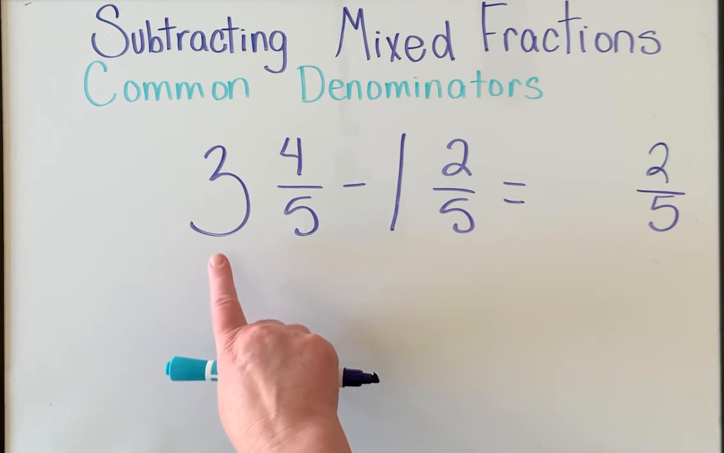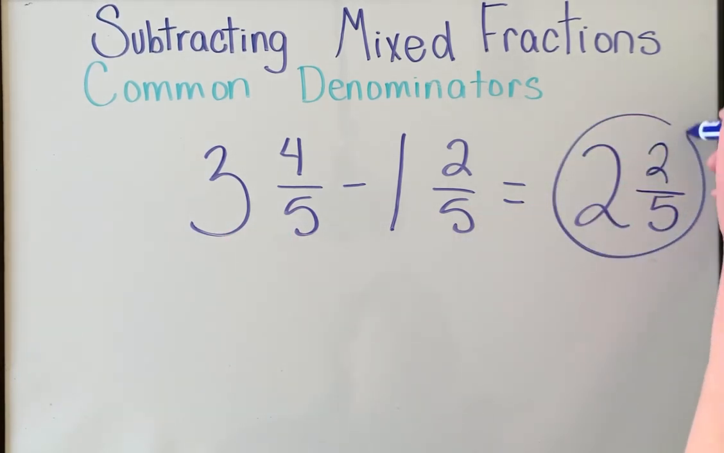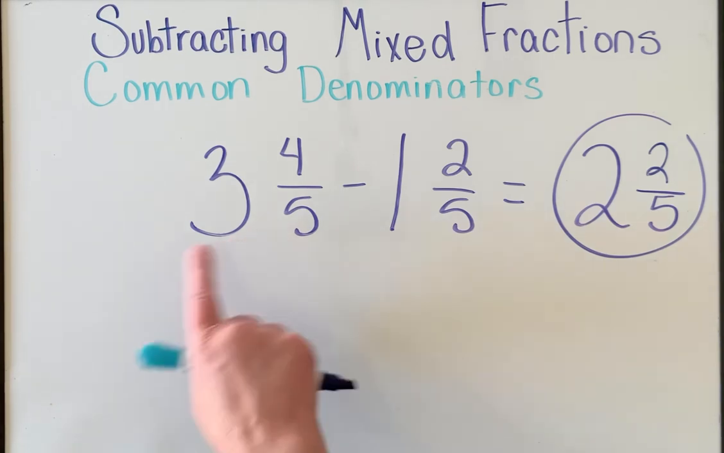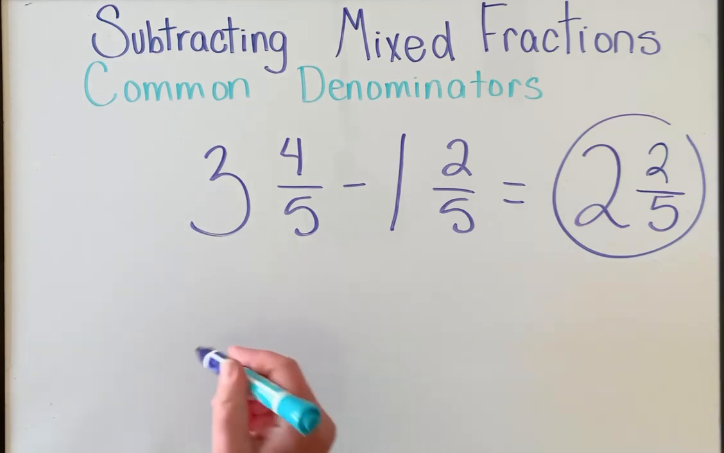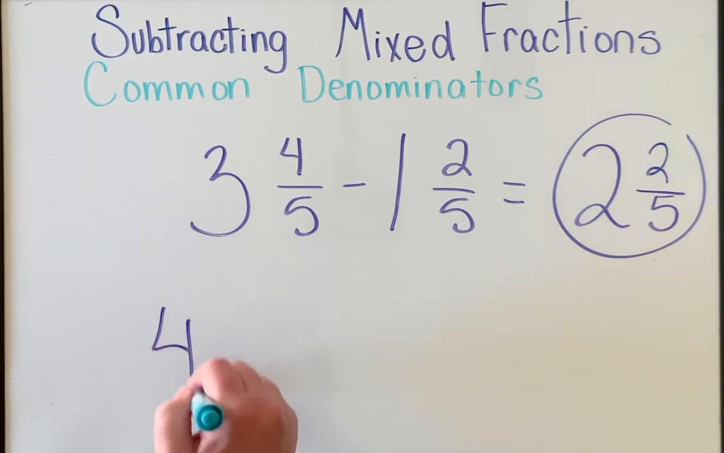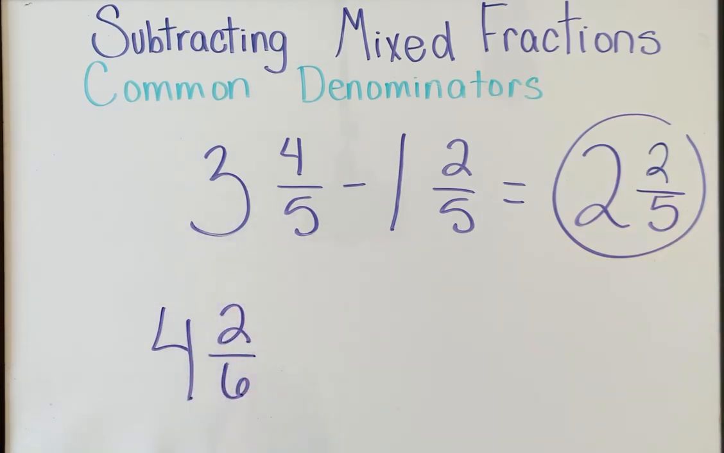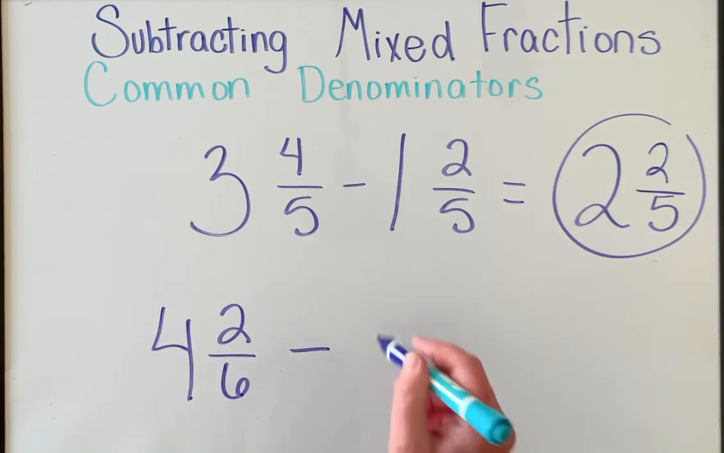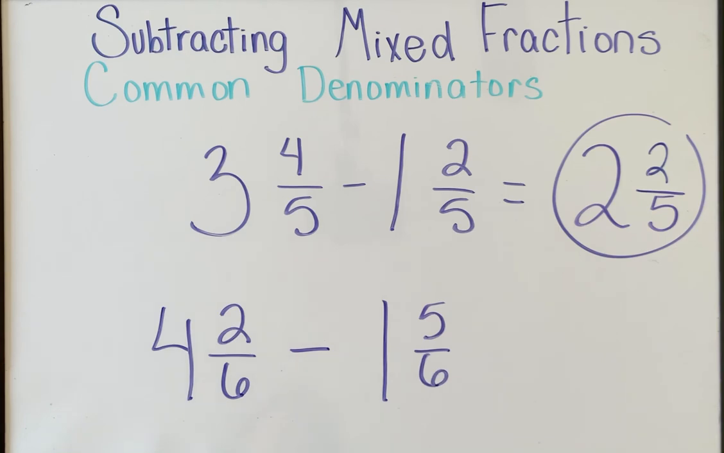Now let's subtract those wholes. 3 whole minus 1 whole is 2 whole. And you can see I didn't have to do any converting, pulling out a whole out of my whole number there. So let's do an example where you do. So let's say I have the mixed number, 4 whole and 2 sixths. And say I want to subtract 1 whole 5 sixths.